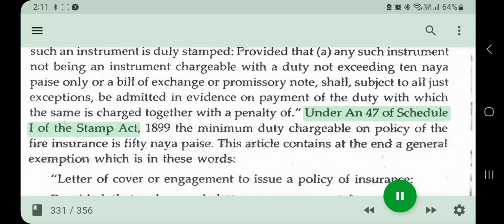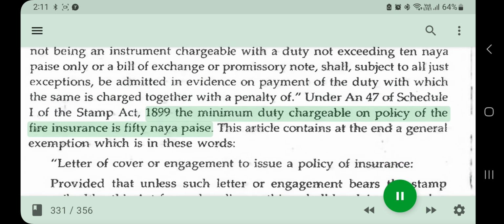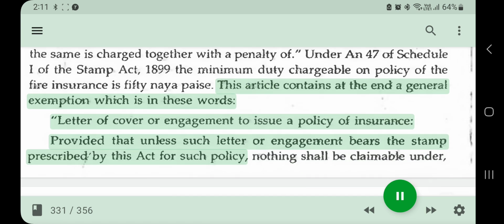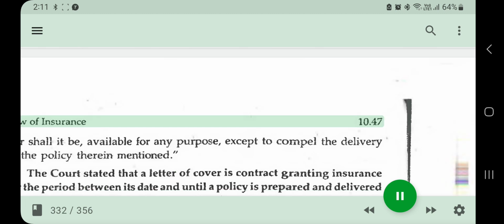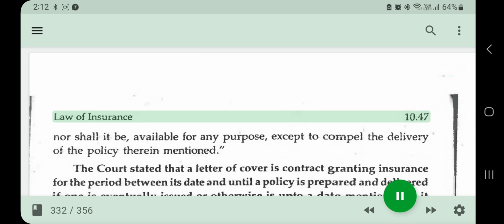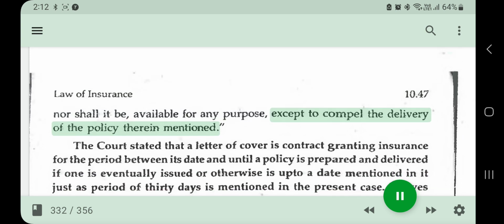Under Article 47 of Schedule 1 of the Stamp Act, 1899, the minimum duty chargeable on a policy of fire insurance is 50 naya paise. This article contains at the end a general exemption which is in these words: letter of cover or engagement to issue a policy of insurance, provided that unless such letter or engagement bears the stamp prescribed by this Act for such policy, nothing shall be claimable thereunder, nor shall it be available for any purpose, except to compel the delivery of the policy therein mentioned.